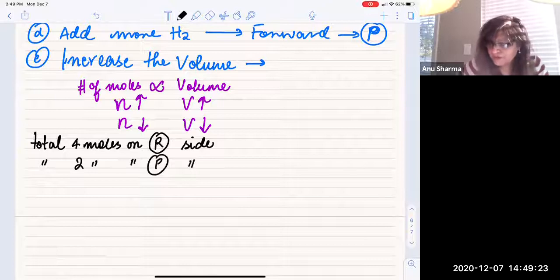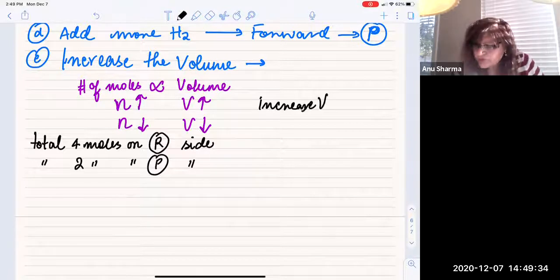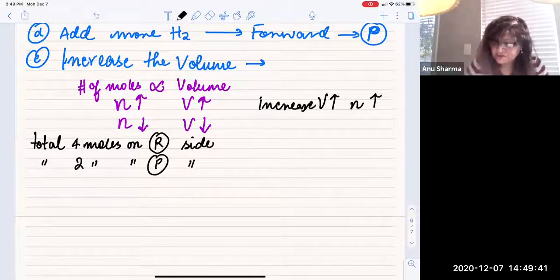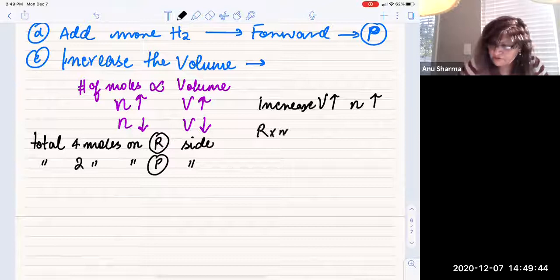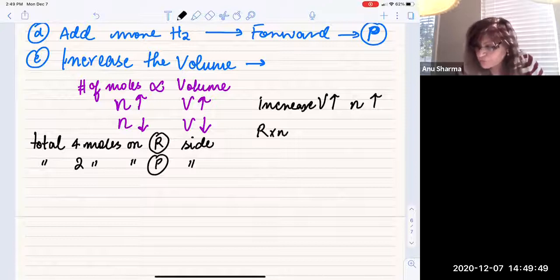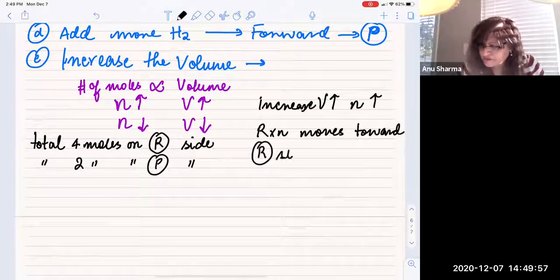So now if you increase the volume, then the reaction is going to move towards the reactant side. Okay, so the reaction moves towards the reactant side, where there are more moles.